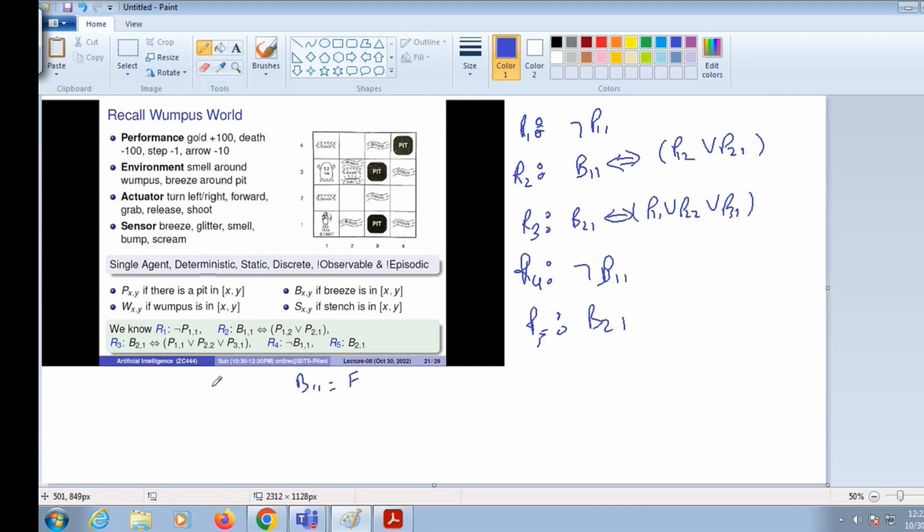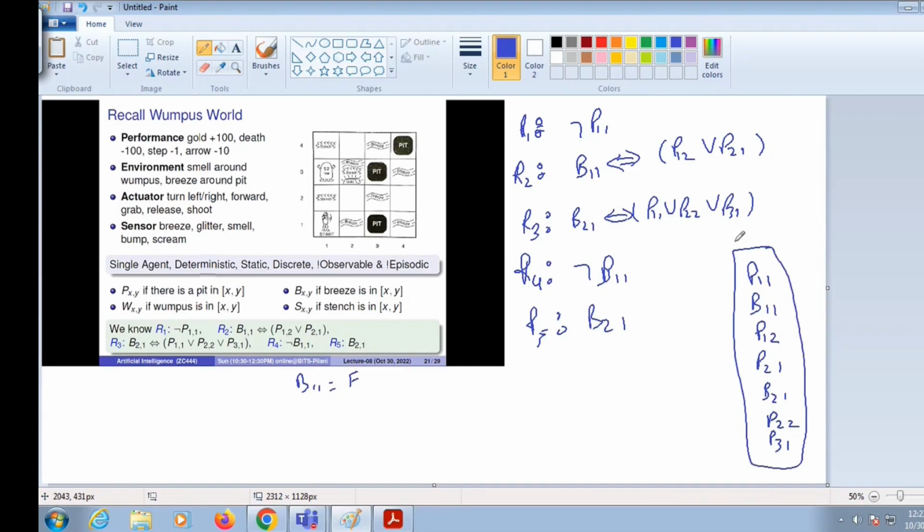Whether it is true or false, we don't know. So how many variables do we have? Once again, P11 is a variable, B11 is a variable, P12 is a variable, P21 is a variable, B21 is a variable. P11 is already there, P22 is there, P31 is a variable, B11 and B21 are already here. So these are the variables. We don't know their truth value. They can be true and false both. 1 2 3 4 5 6 7, 7 variables.